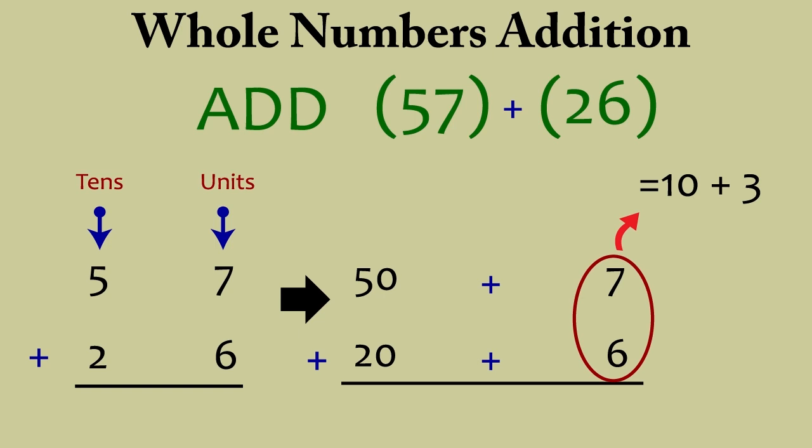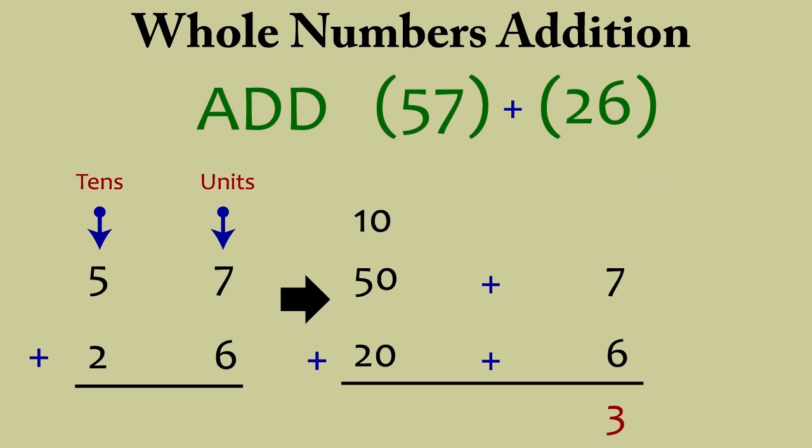So write the unit number below the unit place values and the tens value above the tens place values. Now adding tens place values, it becomes 10 plus 50 plus 20, 80. Now by adding the unit place answer and the tens place answer, 80 plus 3, it is equal to 83.